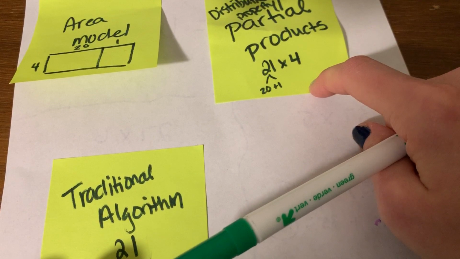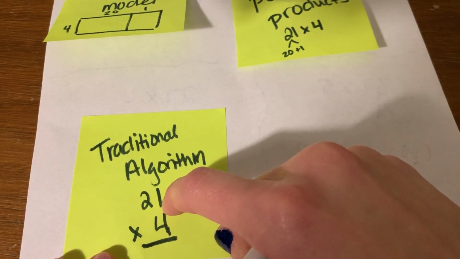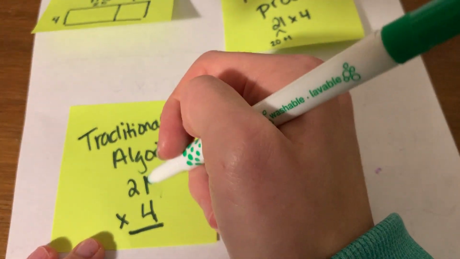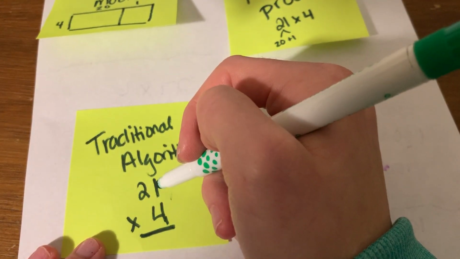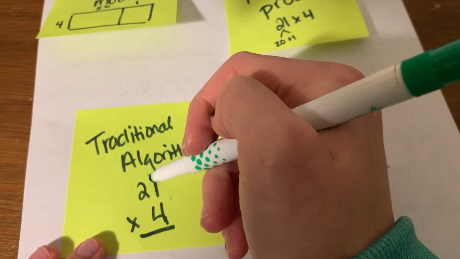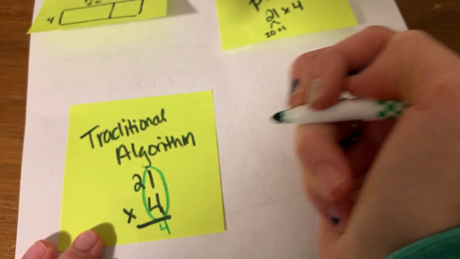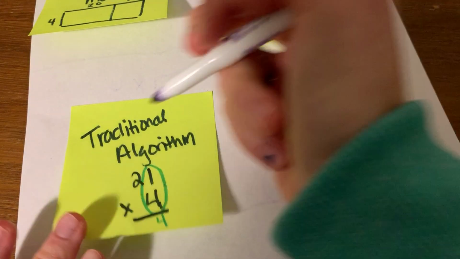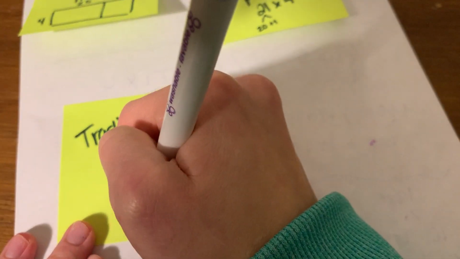Just like we do here, we are multiplying by every single place value. This 4 is still being multiplied by this 1. This 4 is still being multiplied by 20. However, we're not necessarily going to do 4 times 20. We're going to make it a little bit different. So first I'm going to do 4 times 1, and I'm going to write down my answer, 4. Then I'm going to multiply that 4 times 2. And I'm going to get 8.